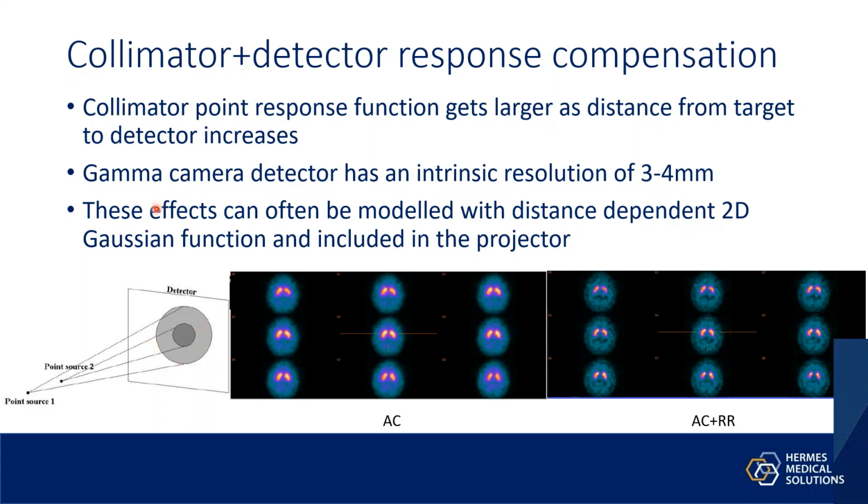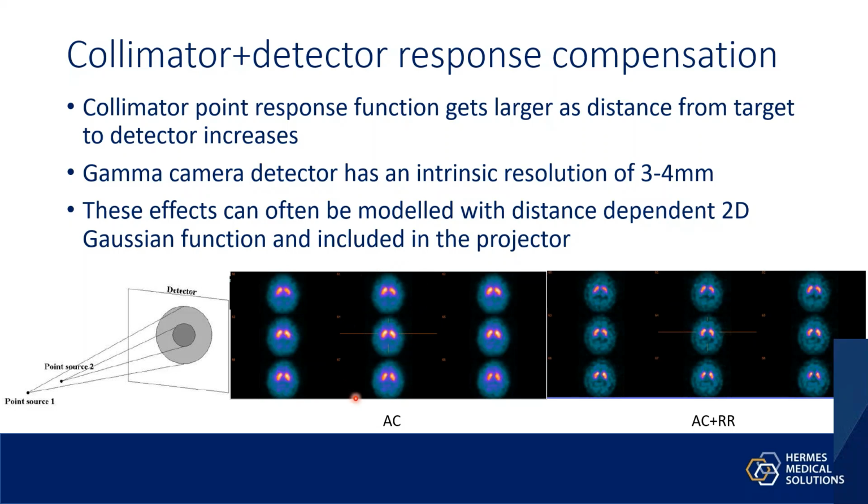point spread function. And we can easily, or quite easily, model the effects of the point spread function using a two-dimensional Gaussian function. So instead of projecting a point source as a point, we will project it as a Gaussian function whose full width at half maximum depends on the distance we are from the detector plane, and it has quite a big impact on the gamma camera images.